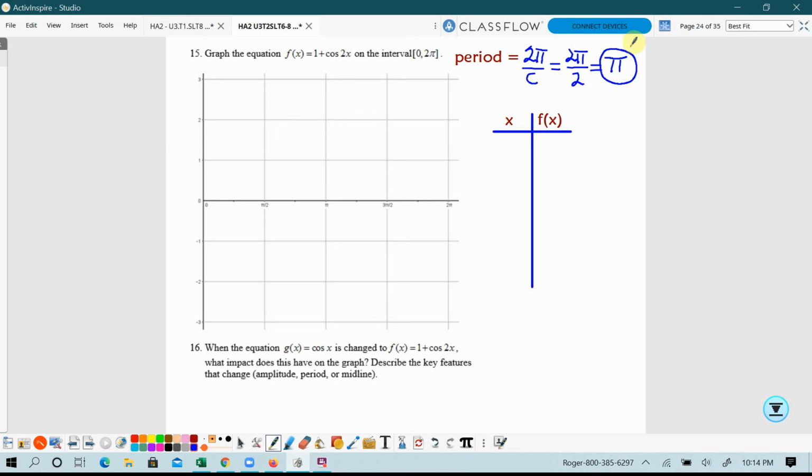So that tells me, transformation language wise, that this is going to dilate by a factor of a half with respect to the y-axis, if you will, because it's going to compress horizontally. As I said, a normal period is 2 pi. This is going to happen every pi units. So this graph has been compressed horizontally, which is a dilation.